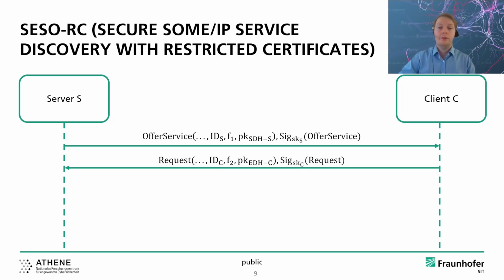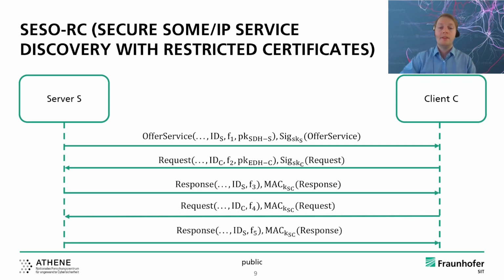The client can verify the signature and respond to the offer service message with his first request. This is extended with the client's signature, and it's part of the Diffie-Hellman key exchange. With a common secret between client and server, both now authenticate the following requests and responses. Note that the Diffie-Hellman part of the server can be used by multiple clients, so the broadcast characteristic of the offer service message remains unchanged.